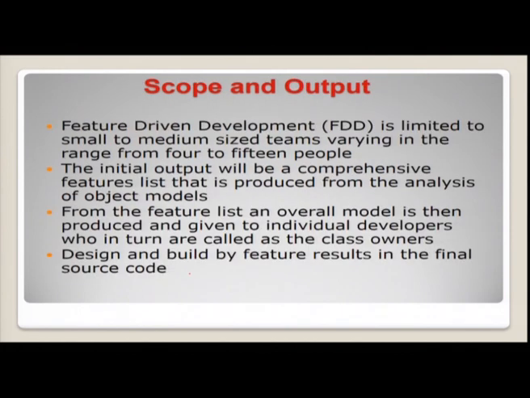Then let us see the scope and output. As far as the scope and output is concerned, feature driven development is limited to small to medium sized teams varying in the range from 4 to 15 people. The initial output will be a comprehensive feature list that is produced from the analysis of object models. From the feature list, an overall model is then produced and given to individual developers, who in turn are called the class owners.